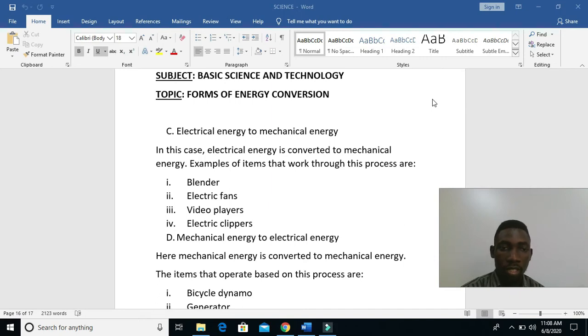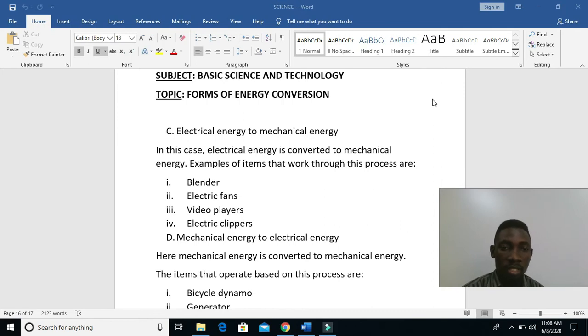That's the mechanical part of it, and that is how you're able to blend whatever you're using the blender to do. The same thing goes for your electric fans. By the time you have to plug it to electricity, after then what happens? The blade will start spinning. That's mechanical. And then by so doing, you have your ventilation. The third one is video players at home. By the time you plug them to electricity, you see the head of the player start rotating, spinning.